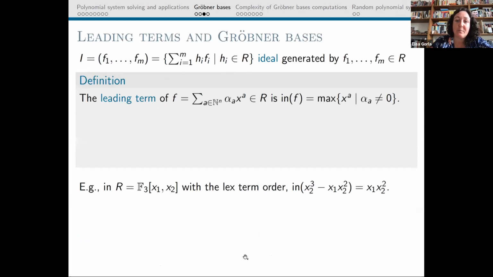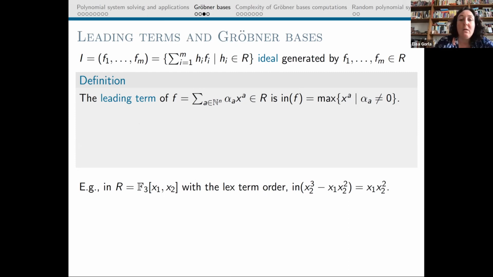So these are the orders. And now I take my equations, and I look at the ideal that they generate. So the ideal is the set of combinations of my equations with coefficients in the ring. So coefficients are again polynomials. So this is the ideal generated by my polynomials. And for each polynomial, I can take the leading term, which means when I write my polynomial as a sum of monomials, I will take the bigger one in the order that I have chosen.